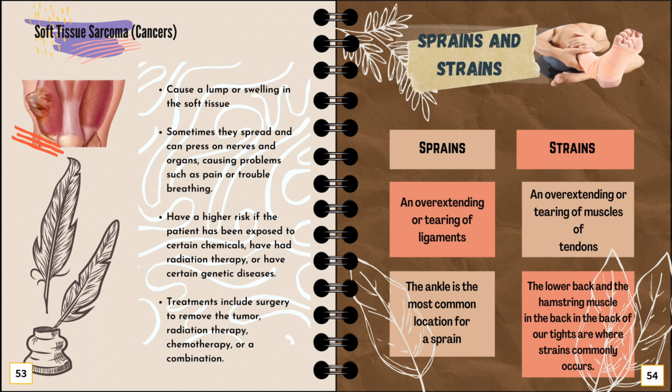Sprains and strains are also included in muscle disease. A sprain is an overextending or tearing of a ligament. The ankle is the most common location for a sprain, while a strain is an overextending or tearing of a muscle or tendon. The lower back and the hamstring muscle in the back of our thighs are where strains commonly occur.